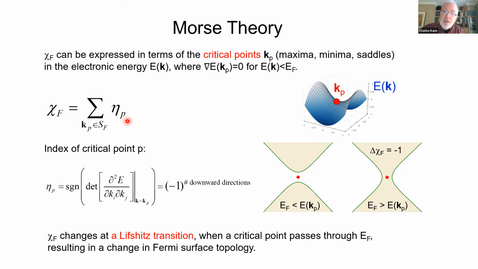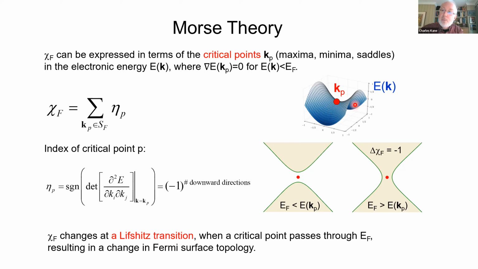It makes sense that there should be something like this, because the only way that this topology can change is at a transition where a critical point passes through the Fermi energy. And of course, these transitions are also something that have been well known for many decades. They're named after an old guy. They're called Lifshitz transitions.